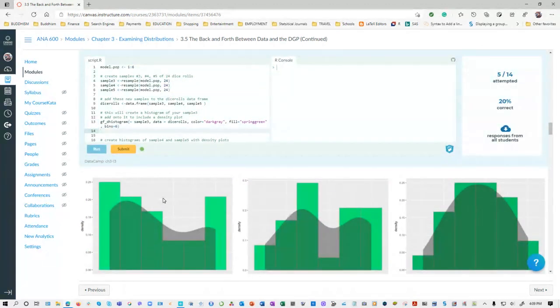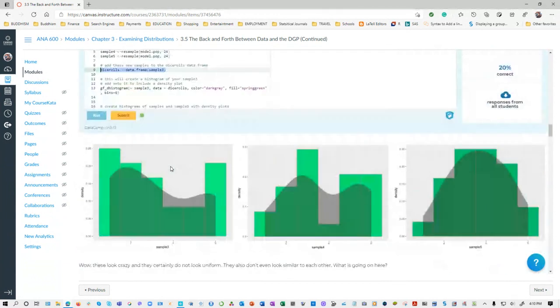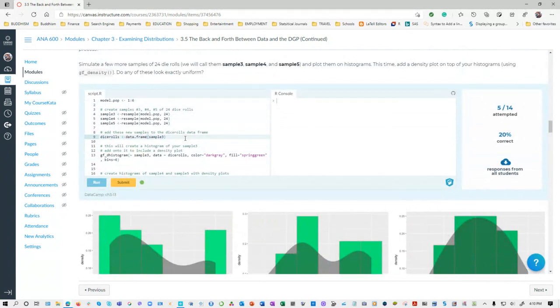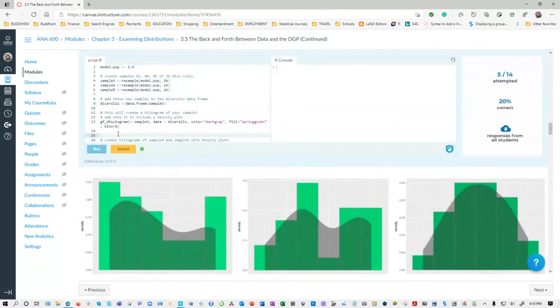So dice rolls data means dice rolls. Add these new samples to the dice rolls data frames. You can go one by one. Sample 3 with the 24 histogram, dice rolls, bins, and it creates a density plot. That would give you that one.